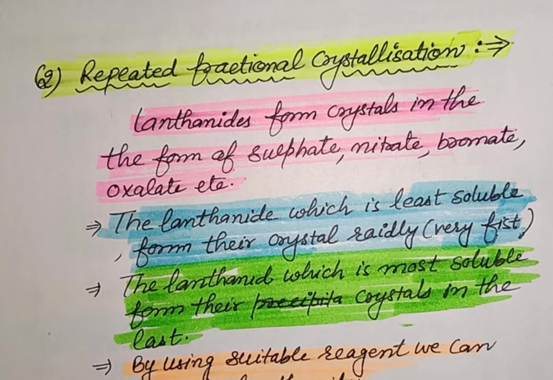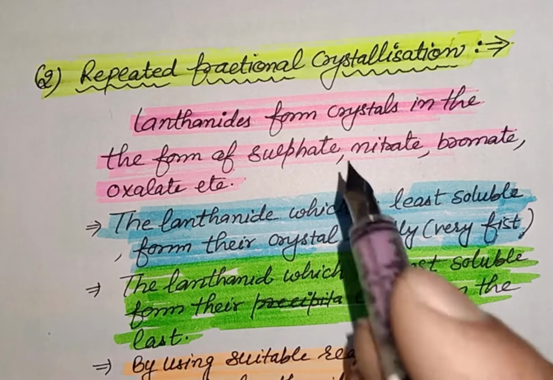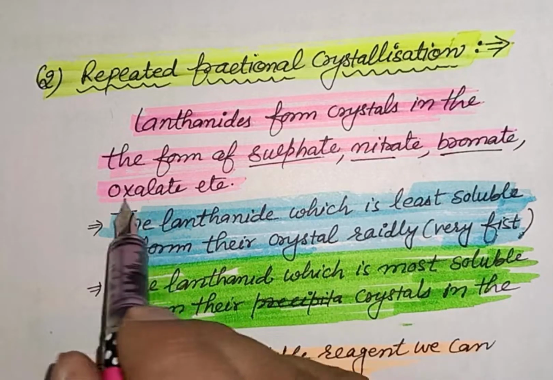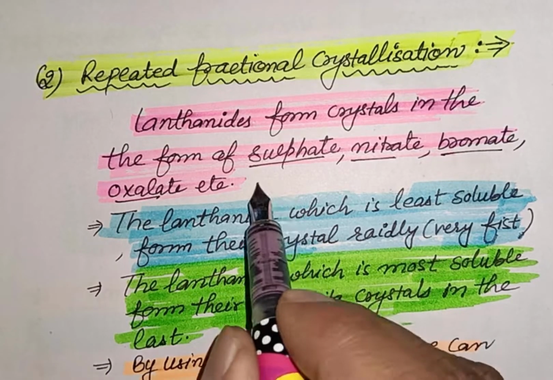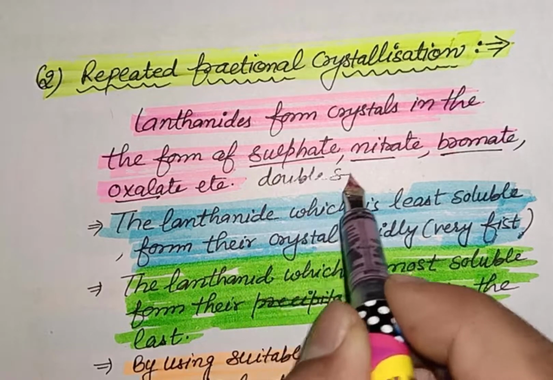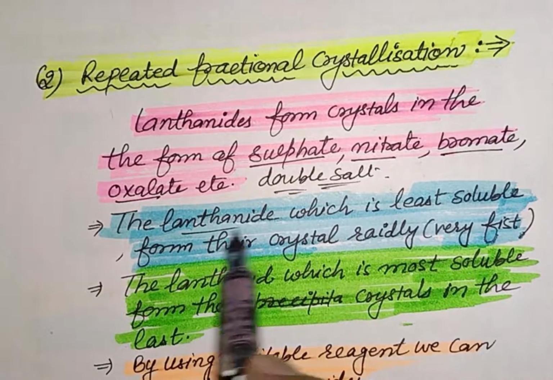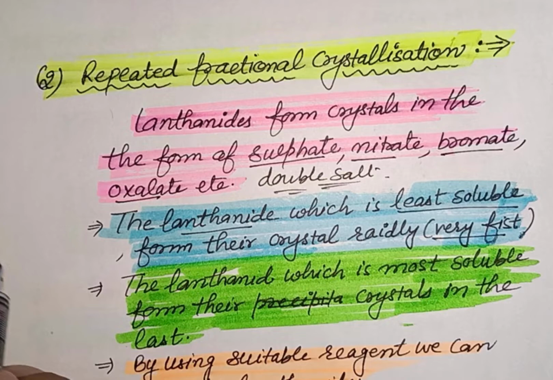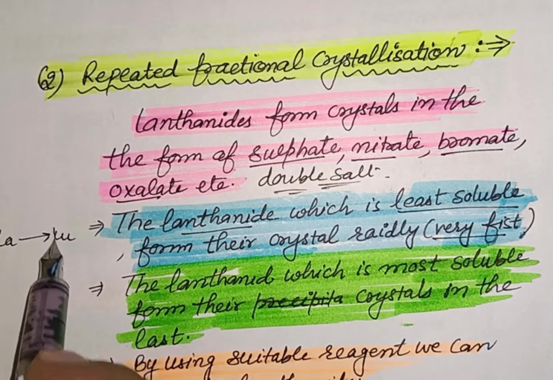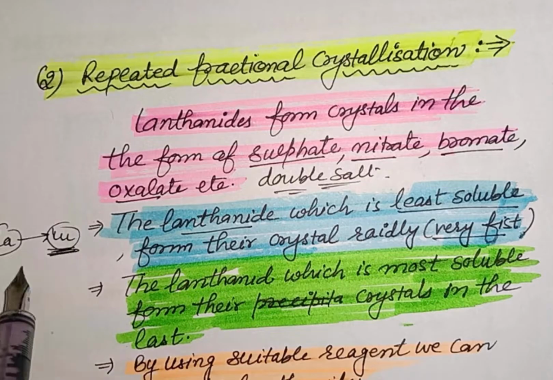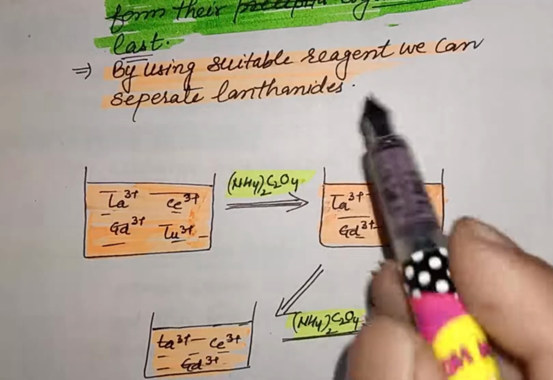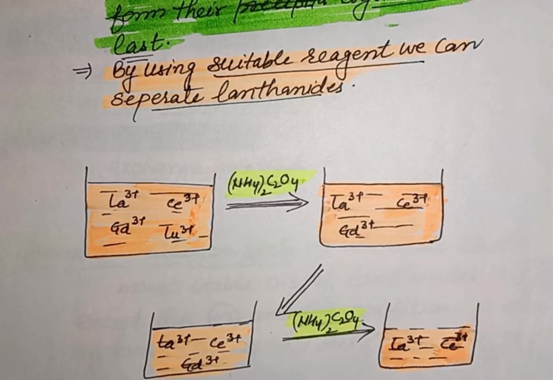The second method is the repeated fractional crystallization method. The lanthanoids form solid crystals in the form of sulfate, nitrate, bromate, oxalate, etc. They also form crystals in the form of double salts. The lanthanoid which is least soluble forms its crystal very first. We know that from lanthanum to lutetium, the solubility decreases. Lutetium compounds are least soluble and lanthanum compounds are most soluble. The lanthanoid which is most soluble forms its crystal last. So we can use a suitable reagent to form the crystals of the lanthanoids and separate them.